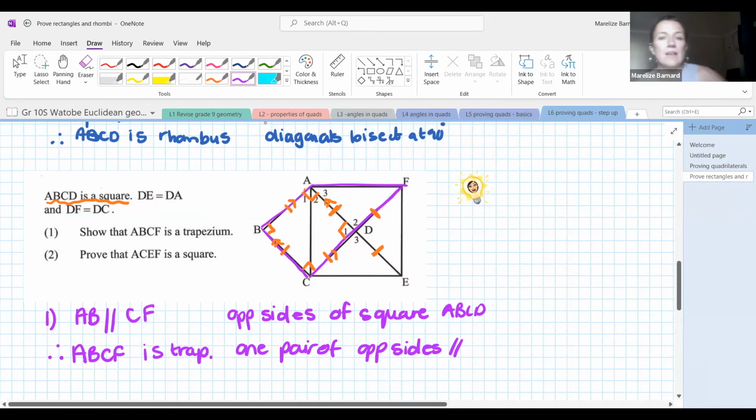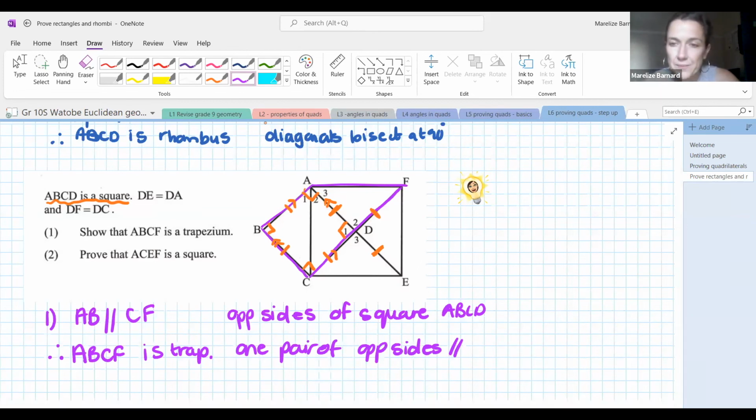Okay. Now the next thing is, yeah, Anamika, you're right. AB doesn't equal CF. AB equals CD, but it doesn't equal CF. Now the next thing we need to prove is that ACEF is a square. So what are we going to look for in a square? And think about what is going to be the least amount of work, okay? The most efficient way to do this. How would we prove that ACEF is a square?